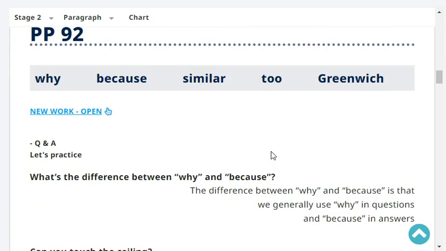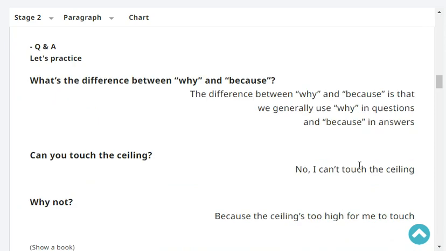What's the difference between why and because? The difference between why and because is that we generally use why in questions and because in answers. Very good.